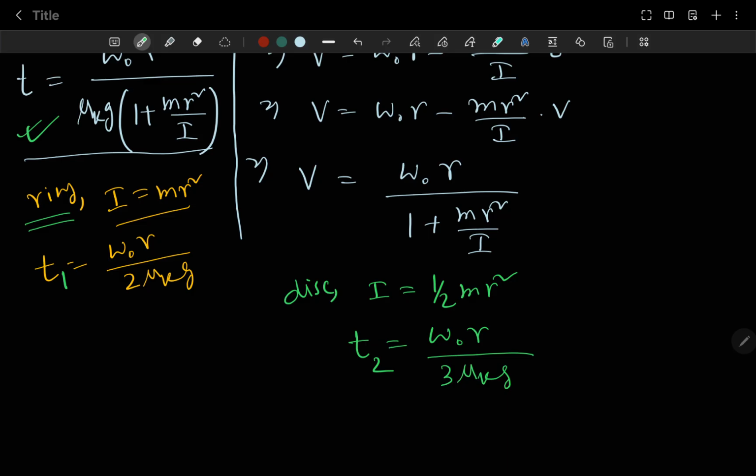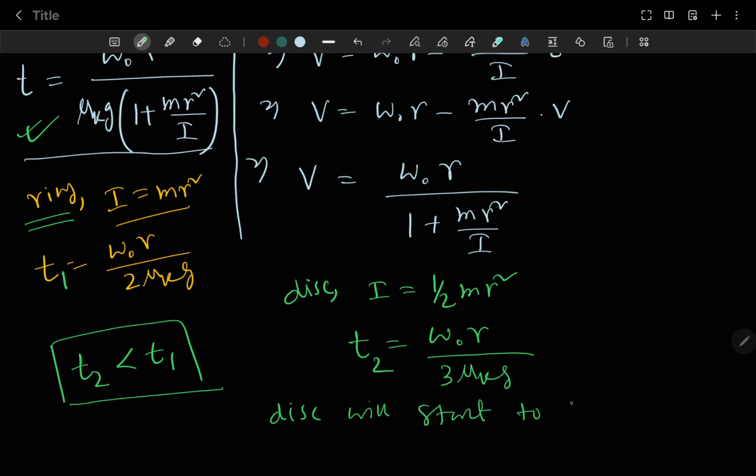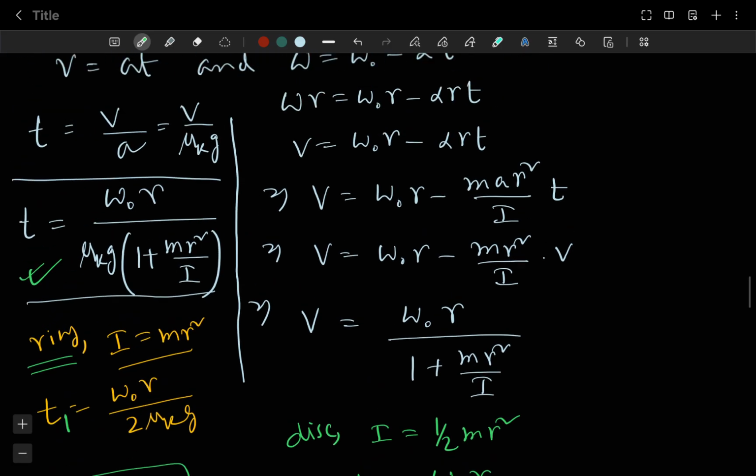Which one is smaller? It is 3, it is 2. So here the denominator is bigger, so T2 is smaller than T1. So the disk will start to roll earlier. Okay, fine.